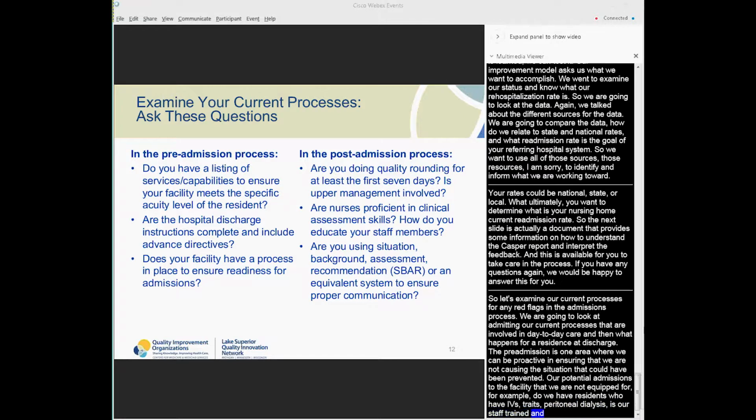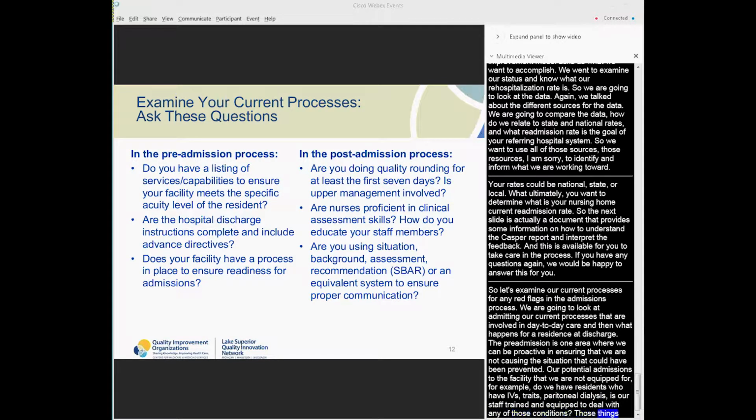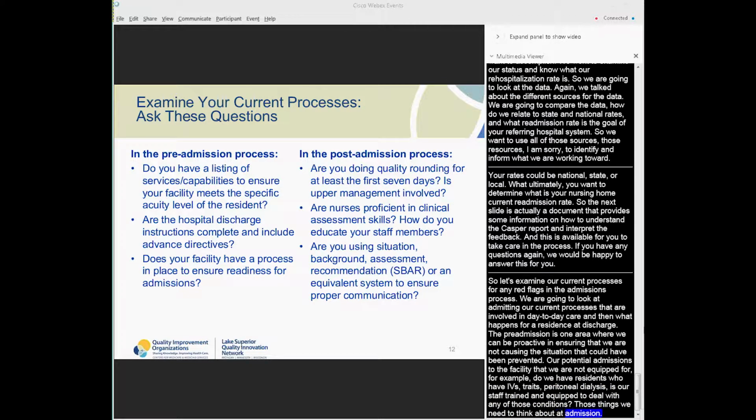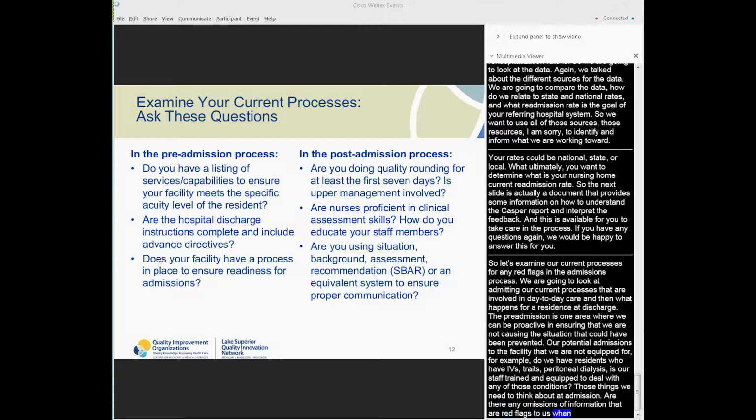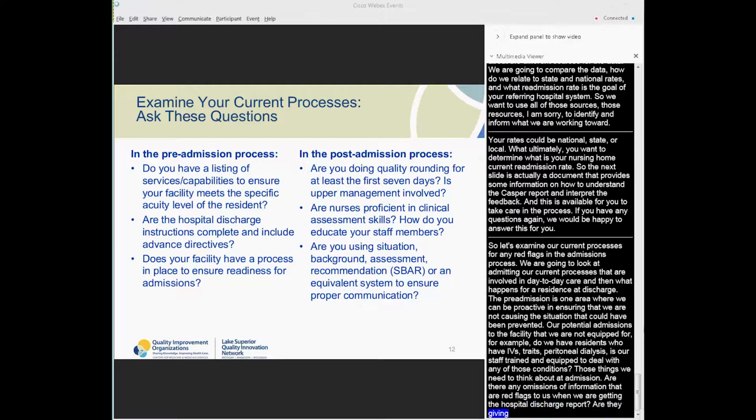Are there any omissions of information that are red flags to us when we are getting the hospital discharge report? Are they giving complete information? Is there anything that we might be missing that could cause a concern for the residents down the road?